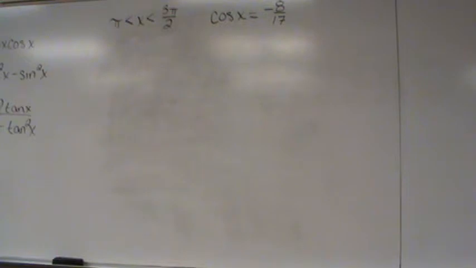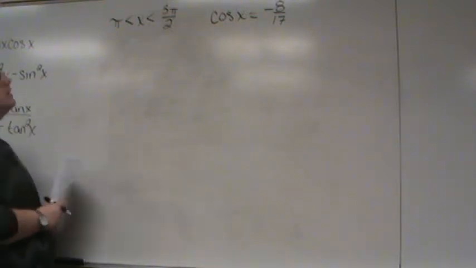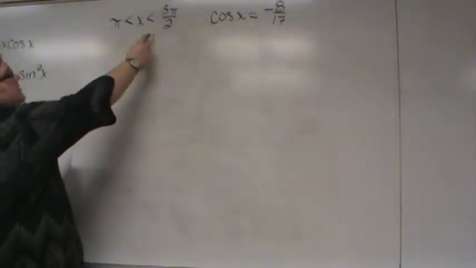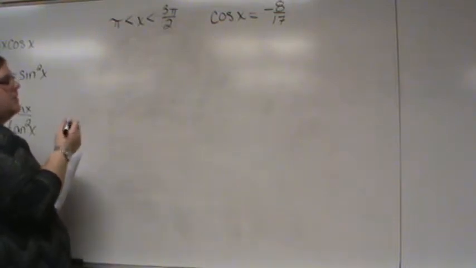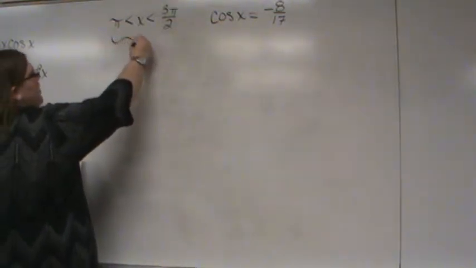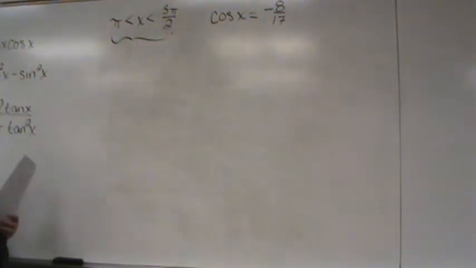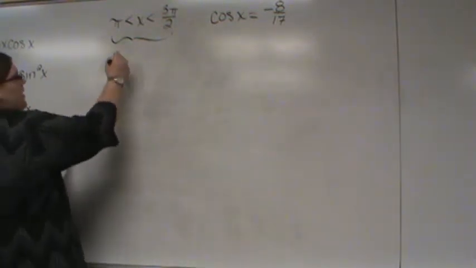So what did we do to find those things before? What did we have to do before we could find them? Find the other side of the triangle. So we have to make a triangle, right? So that's what this inequality is telling us. What quadrant does it tell us we're in? Third. It tells us that we're in the 3rd quadrant.